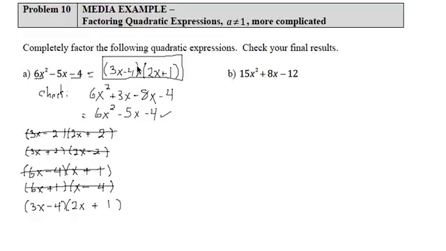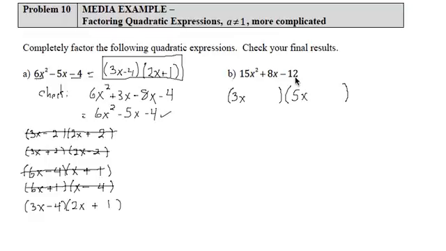So don't give up. You may have to try a lot of different combinations and just try to keep track so you're not redoing ones that you've already done. Let's try part B. 15x squared plus 8x minus 12. And generally when I try these that have larger numbers, I like to start with sort of the middle numbers that multiply. In other words, for 15x squared, I'm going to look at 3x and 5x instead of 15 and 1. It's just a personal preference.